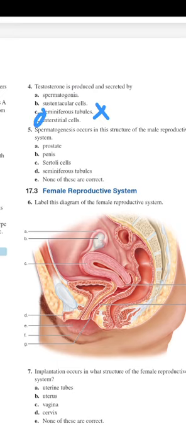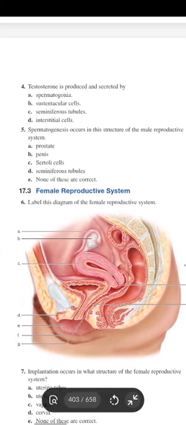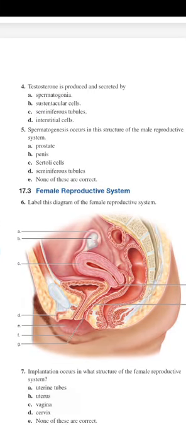Question number 5. Spermatogenesis occurs in which structure of the male reproductive system? So spermatogenesis is basically the production of sperm, and it occurs in the seminiferous tubules. Question number 6, I already showed you the picture.